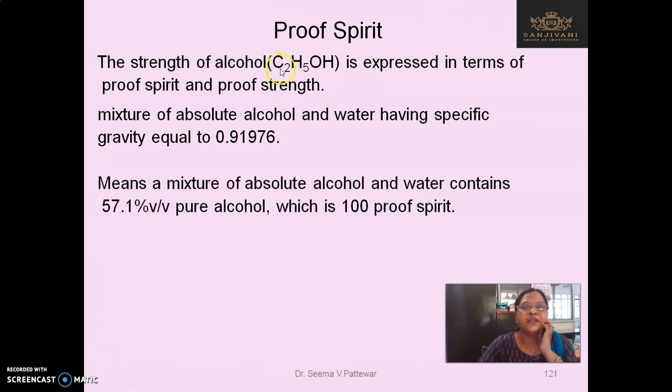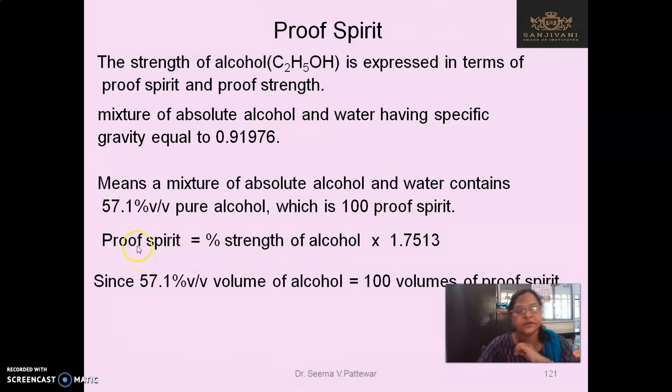The next section is the proof spirit. The strength of alcohol is expressed in terms of proof spirit and proof strength. The mixture of absolute alcohol and water having specific gravity equal to 0.91976 contains 57.1% volume by volume of pure alcohol, which is 100 proof spirit. So you have to remember only this: 57.1% volume by volume of pure alcohol is 100 proof spirit. Okay.